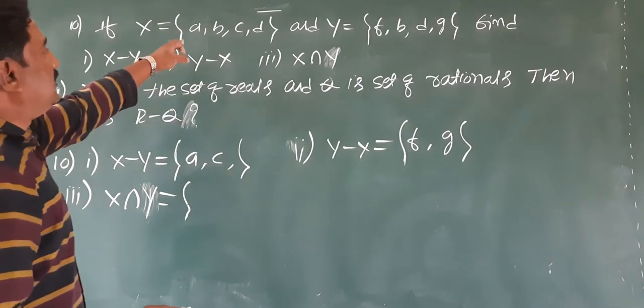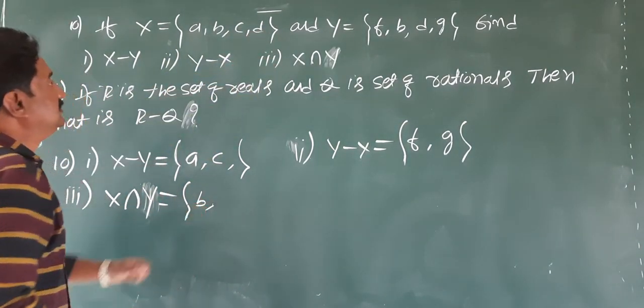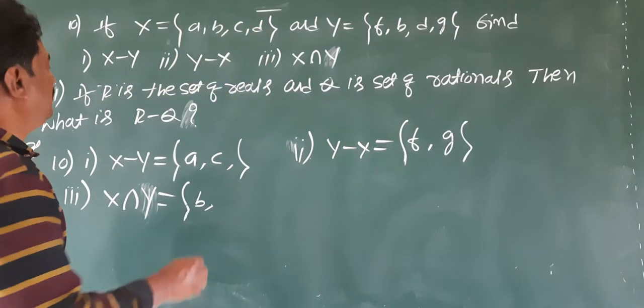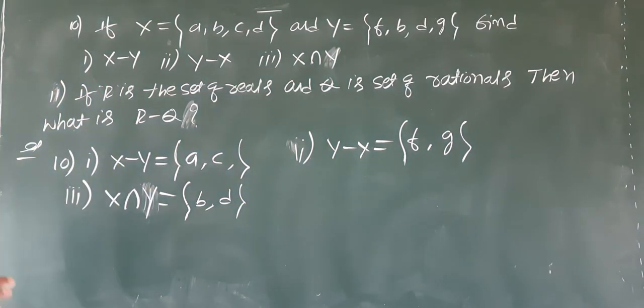A, is it a common element? No. B, it is a common element. C, is it a common element? No. D, again it is a common element. So D is a common element. G is not there. I hope you understood, students.